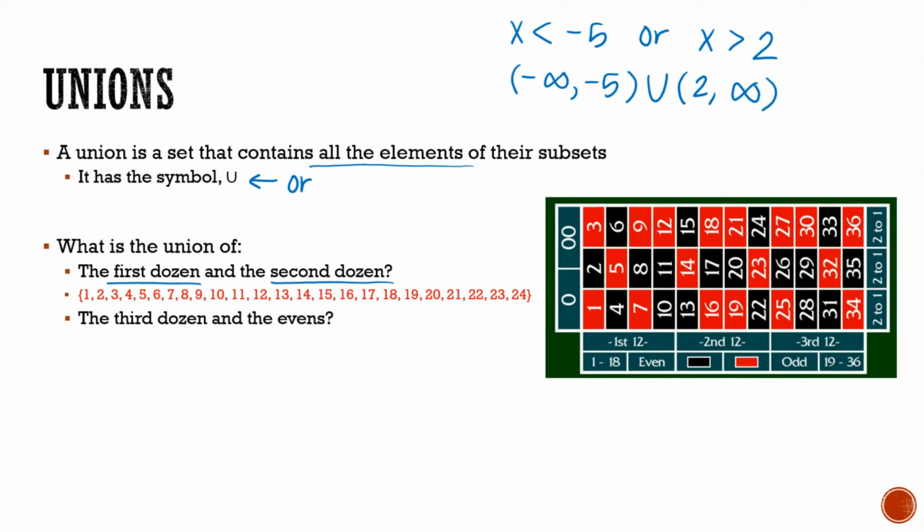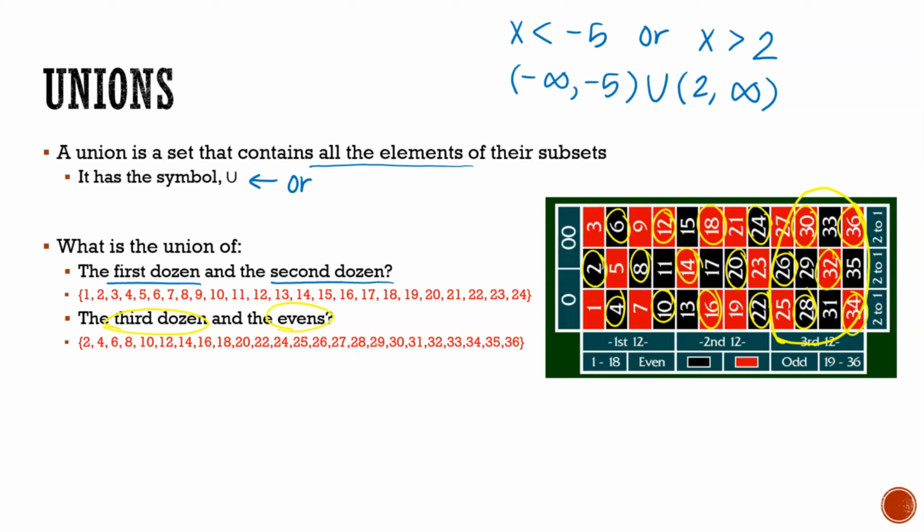What is the union of the third dozen and the evens? The even numbers would be 2, 4, 6, 8, 10. Again, in the game of roulette, 0 and 00 are not counted as evens. The third dozen would be the numbers 25 through 36. You'll notice that some of the numbers are circled twice. We don't want to include any of the numbers twice, so I would simply list out all the numbers that we have circled in yellow.